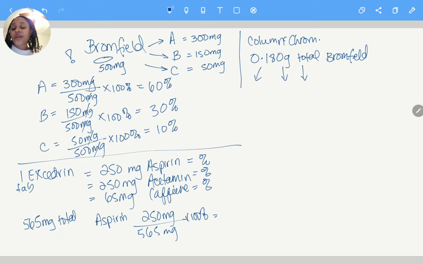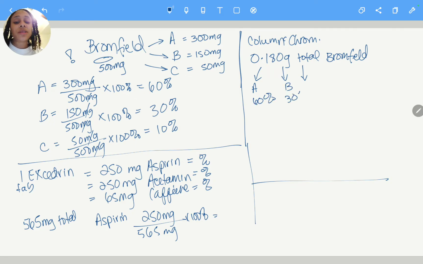So it doesn't really matter how much you start with, the percentage doesn't change. So let's go back to my original example. In terms of running my column, or when I did recrystallization, I'll talk about that in just a second. For your column chromatography, A is still 60%, B is still 30%, and C is still 10%. The percentage doesn't change because that's standard.